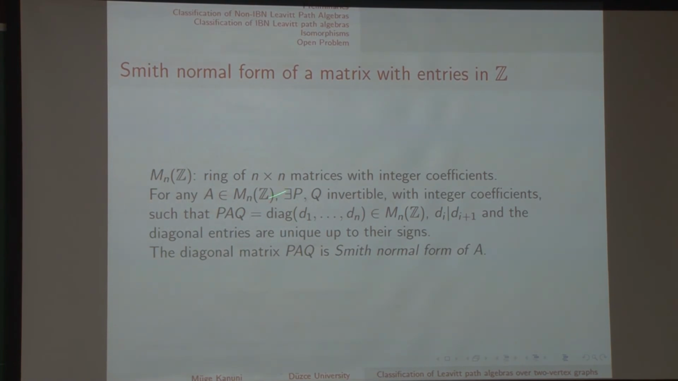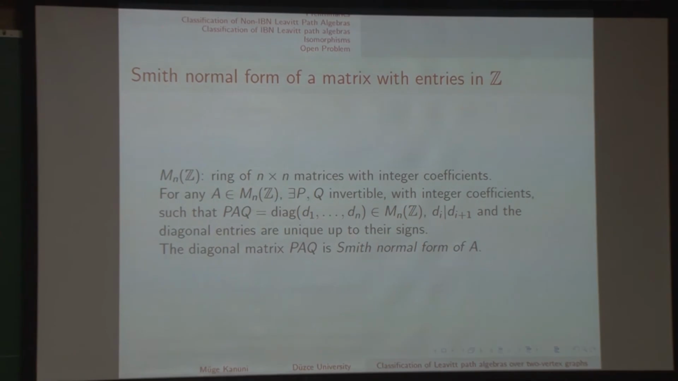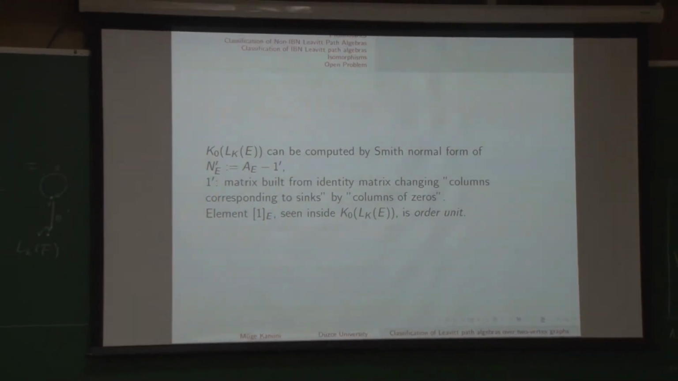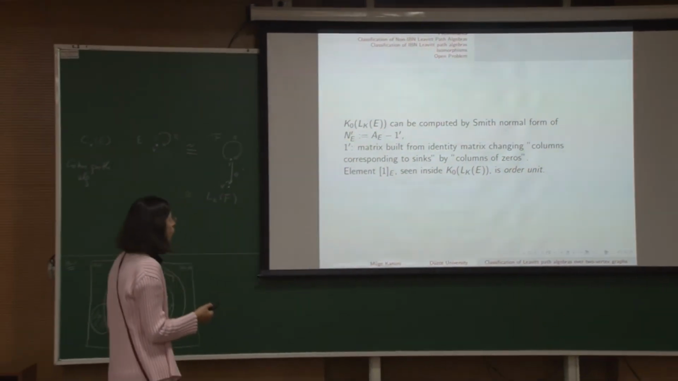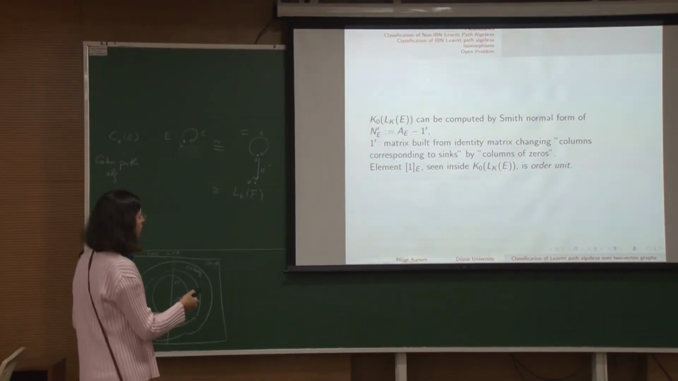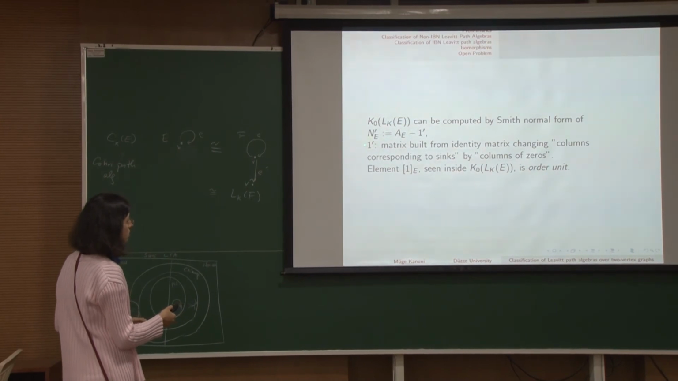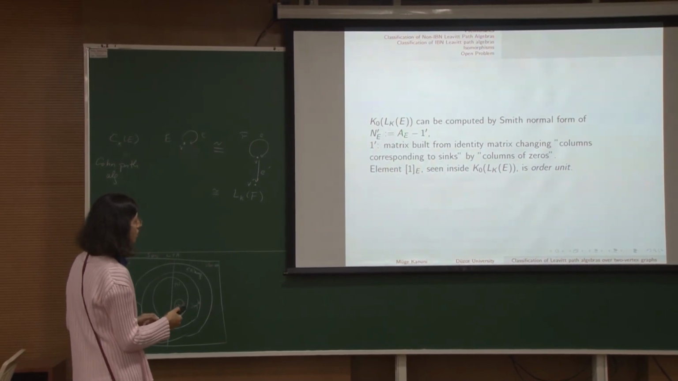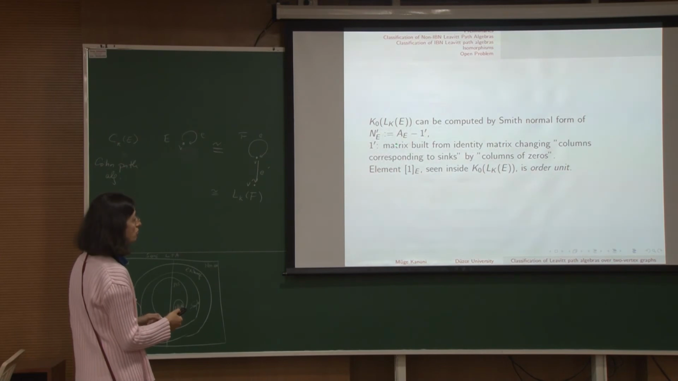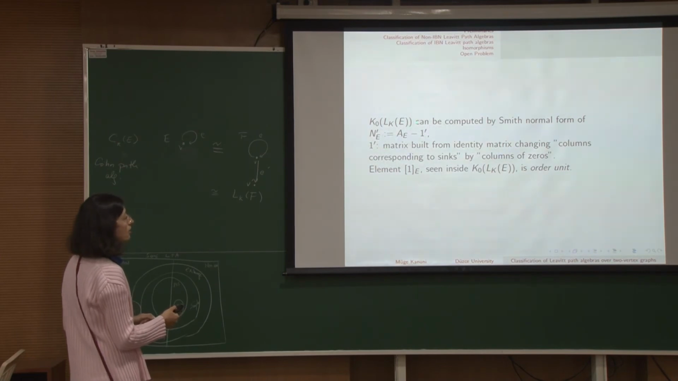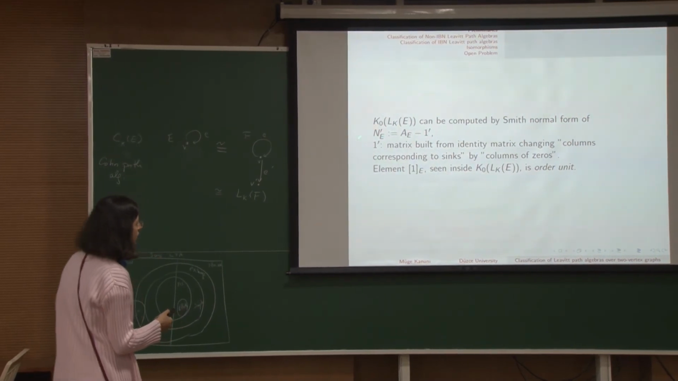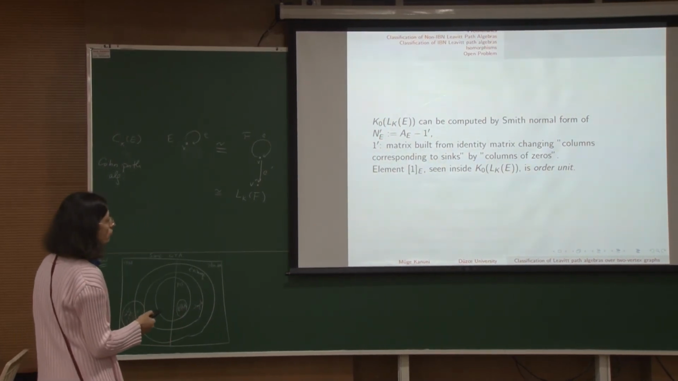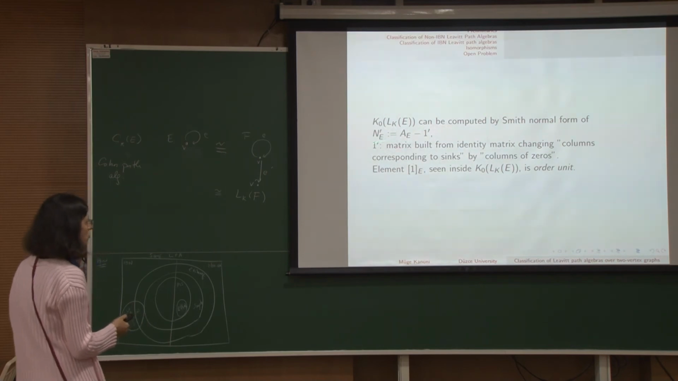This diagonal matrix is called the Smith normal form for the matrix. And the K0 of the Leavitt path algebra can be computed by the Smith normal form of this matrix, which is computed by taking the incidence matrix of your graph, subtracting I prime, and you get N_E prime. And then you find the Smith normal form, and that's going to show it.